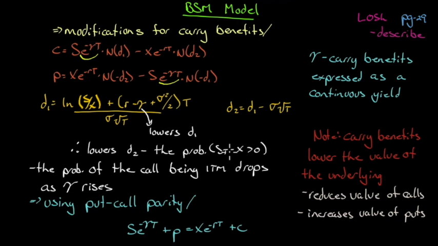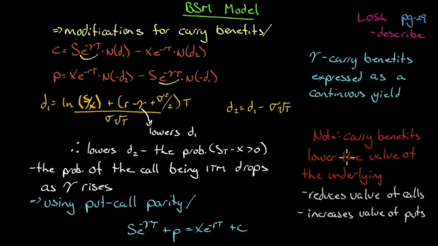But think about it in terms of a put. Every time that dividend comes off, the stock price drops. It actually increases the probability that the put will finish in the money. So the probability of the call being in the money drops as gamma rises. The bigger the dividend, the greater the probability that the call will finish out of the money, and the lower the probability that the call will finish in the money.